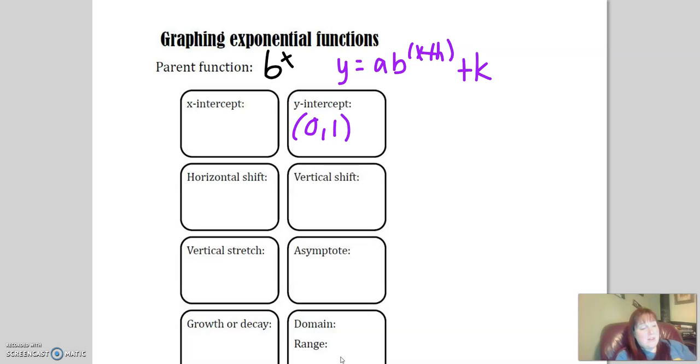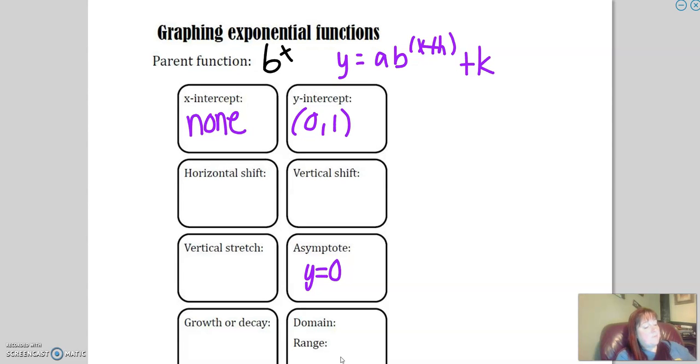We do not have an x-intercept, right? Because we have an asymptote. So if we haven't transformed the function at all, we have no x-intercept, but we do have an asymptote at y equals 0. We have a horizontal asymptote at y equals 0.